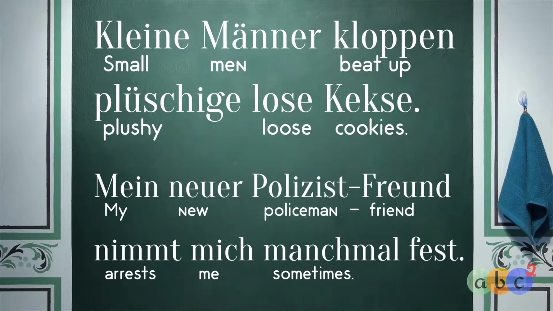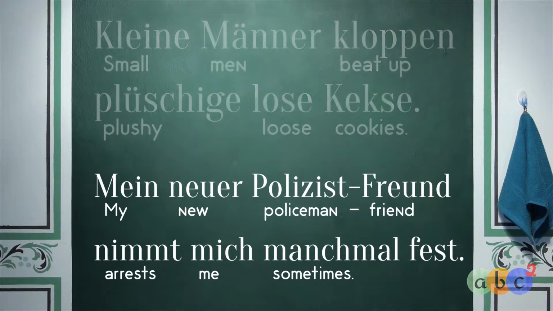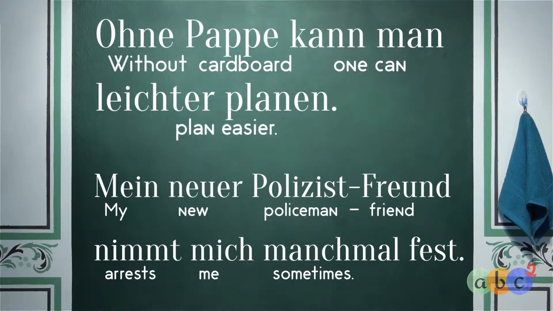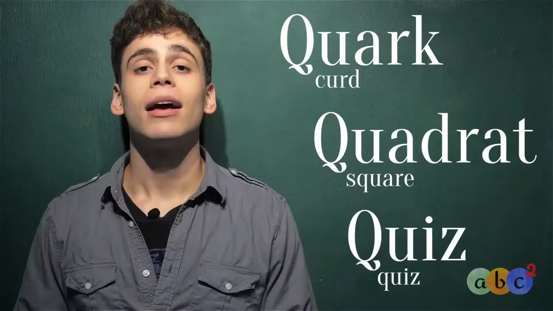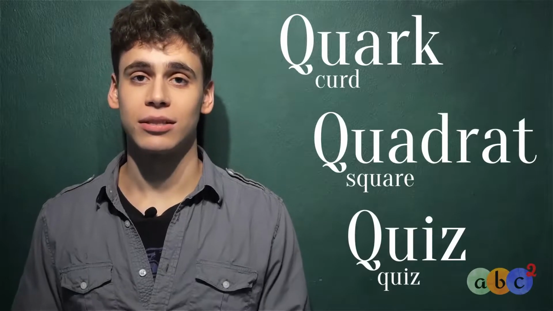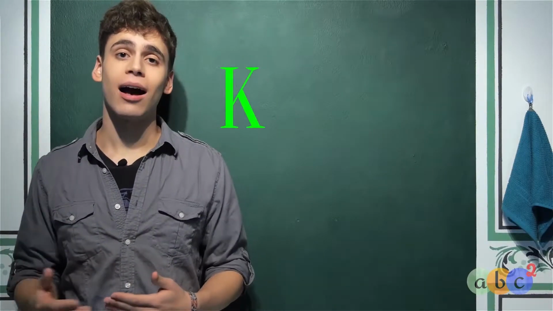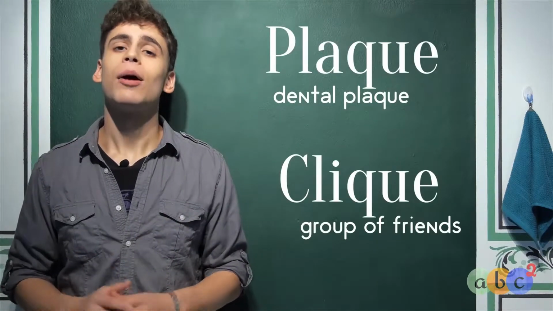Mein neuer Polizistfreund nimmt mich manchmal fest. Ohne Pappe kann man leichter planen. After almost all words that start with a Q comes an U and are pronounced as follows. Quark, Quadrat, Quiz. Some words that derive from French pronounce the Q more like a K, like pluck or clicker, but those are exceptions. We've arrived at the R and it gets interesting again.